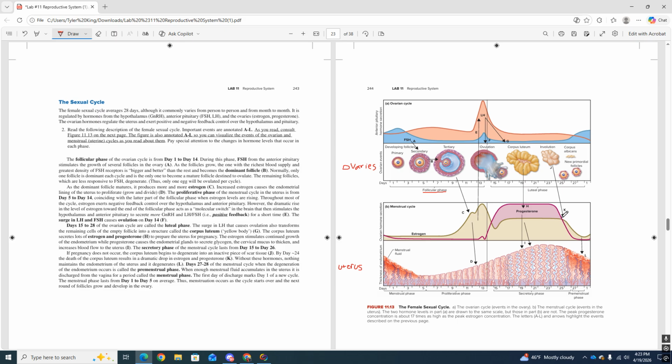Without these hormones, nothing maintains the endometrium of the uterus, aka the uterine lining, and it begins to degenerate. Days 27 to 28 of the menstrual cycle are when the degeneration of the endometrium occurs. It's called the premenstrual phase.